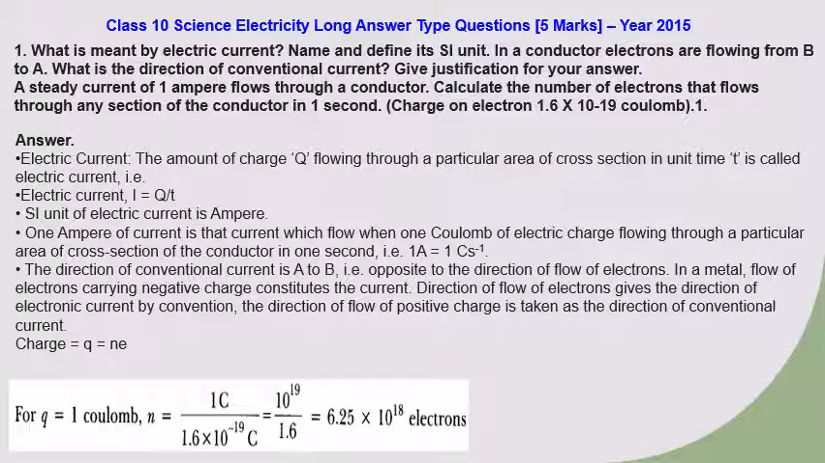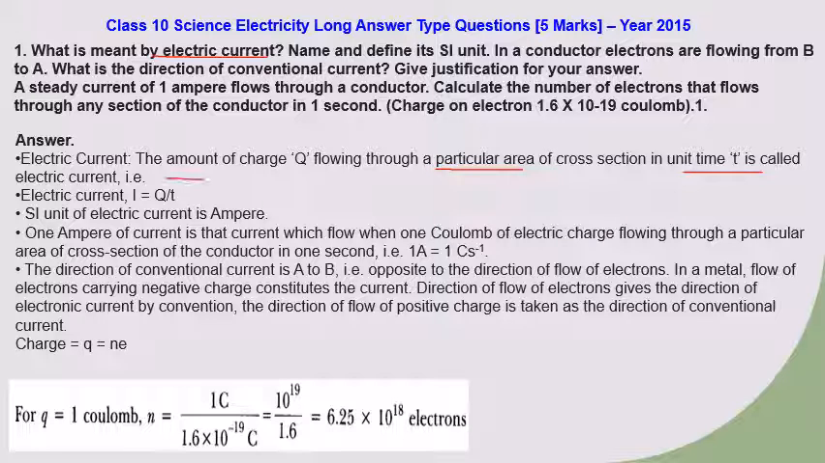Question number 1: What is meant by electric current? The rate of flow of electric charge is known as electric current. The definition given here is: the amount of charge Q flowing through a particular area of cross section in a unit time T is called electric current.